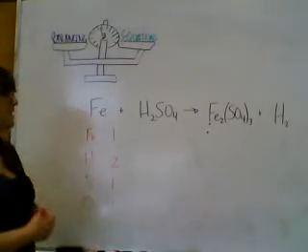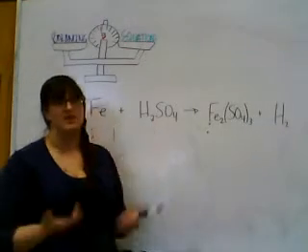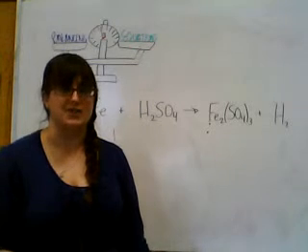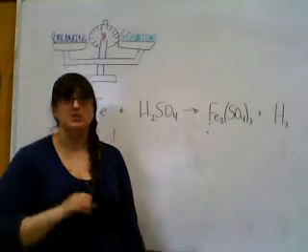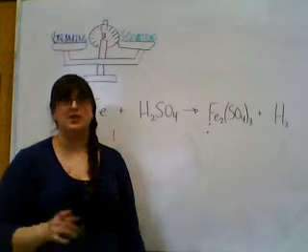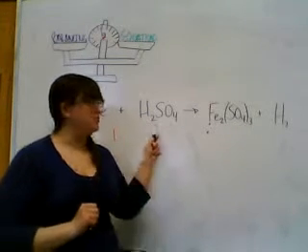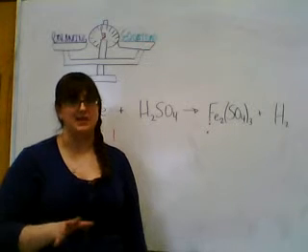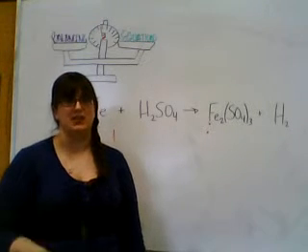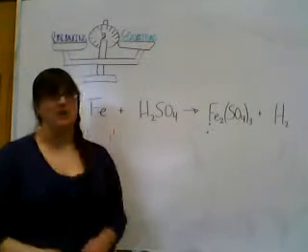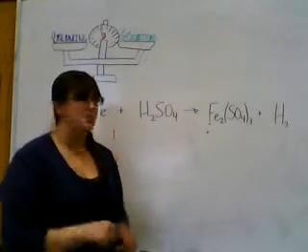Now remember, when we have subscripts like this, what that means is that for every one molecule of sulfuric acid, you're going to have two atoms of hydrogen. These subscripts tell me how many atoms of each element are in a single molecule. Remember that. So now let's go over to the product side, and we're going to use purple for products.